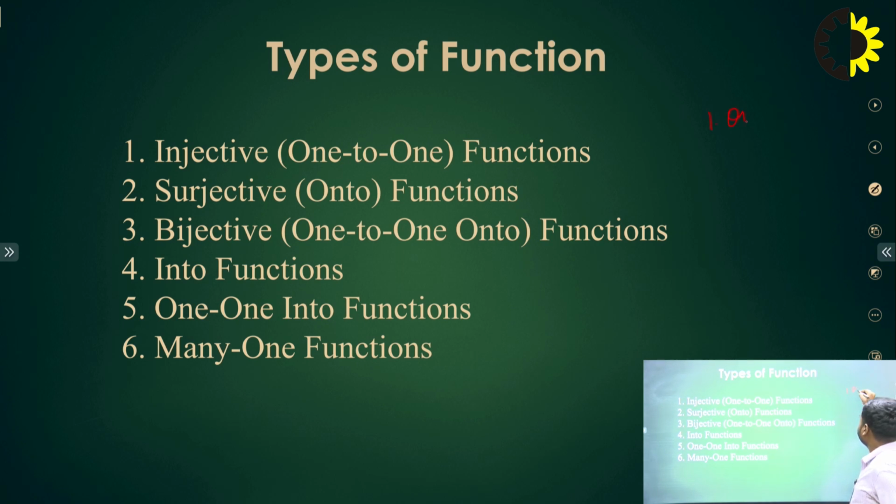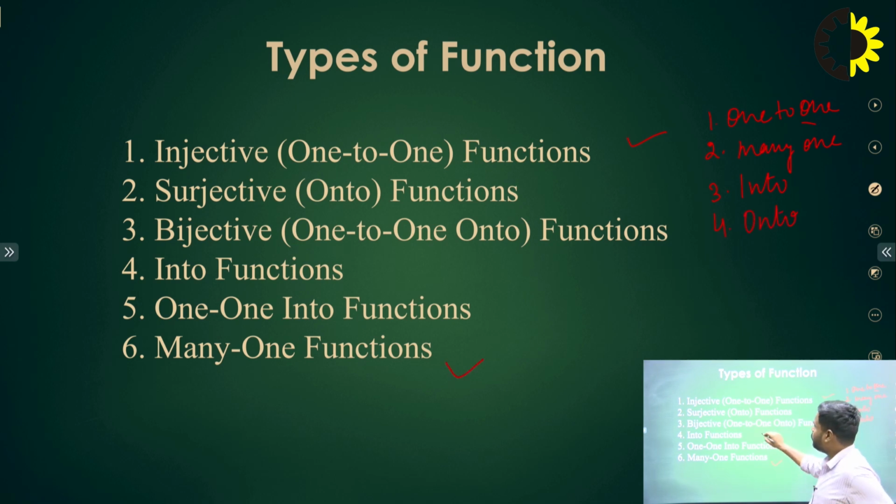First, one to one, which is also known as injective function. Then many one, third into function, and fourth onto function. The onto function is also called surjective. These terms are shortcut forms. If we say it is an injective function, what is injective? One to one. What is surjective? Onto. What is bijective? One to one and onto. So these are the shortcut words used for functions.